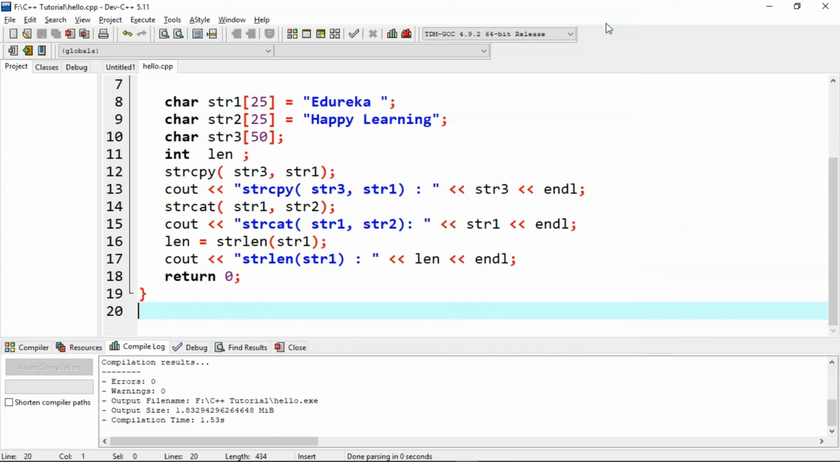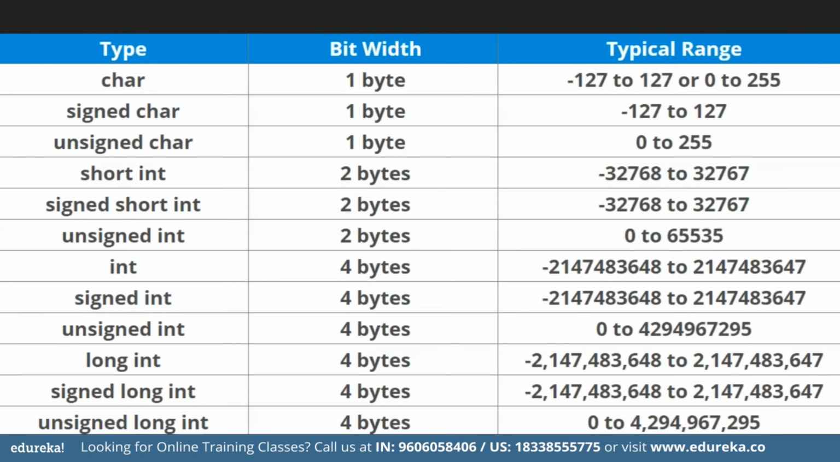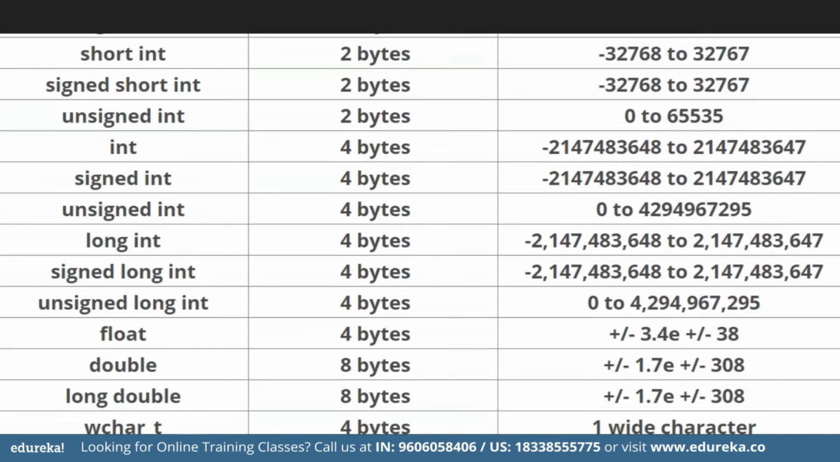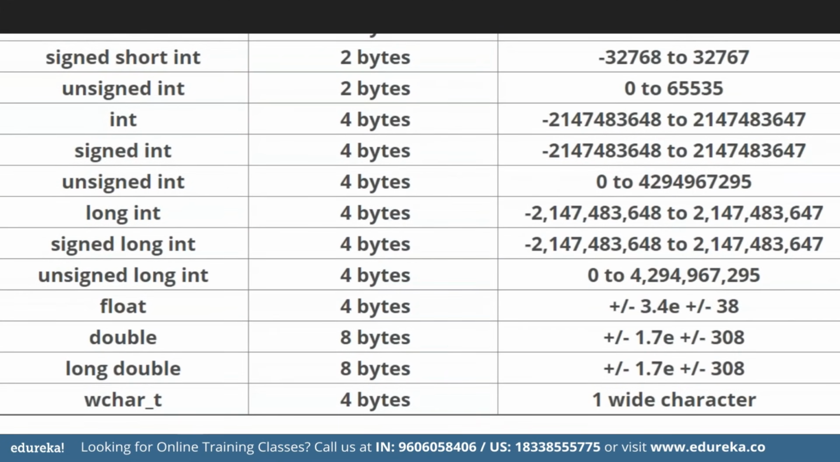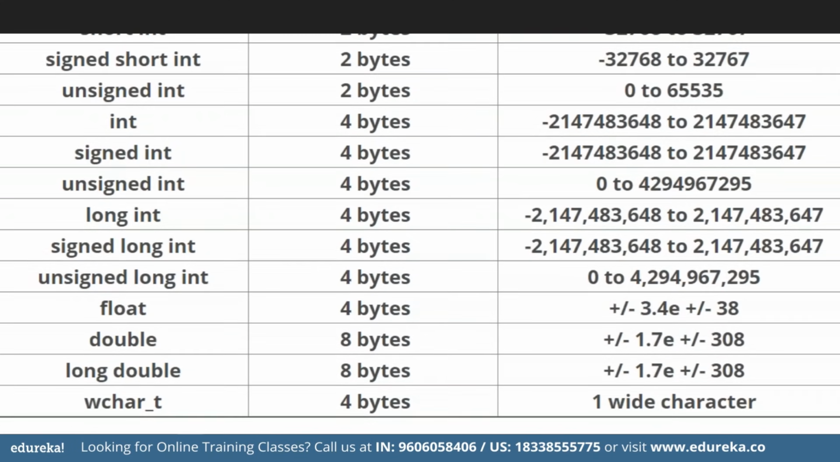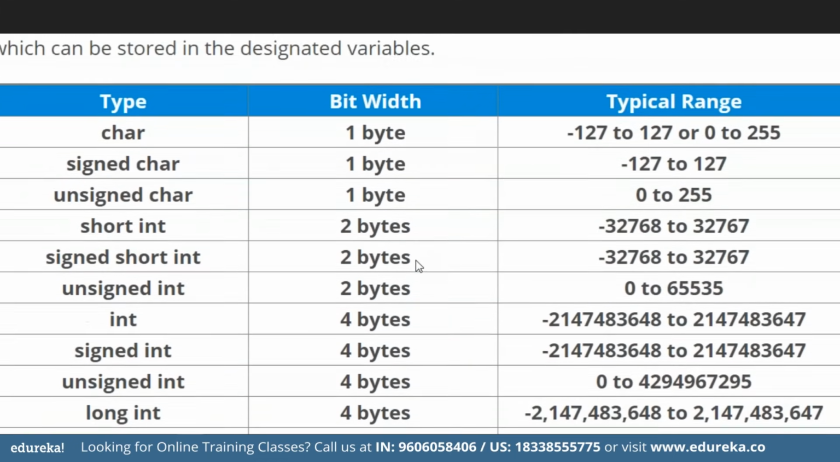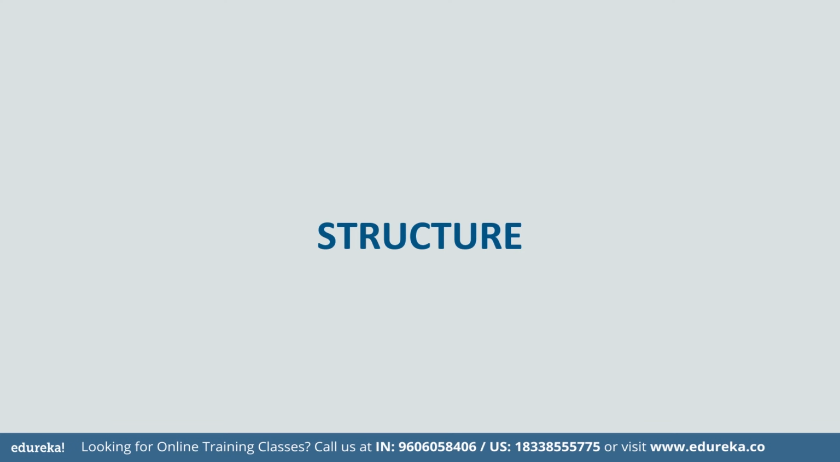Now, followed by that, we shall move on to the next topic, which is the built-in data types. The built-in data types available in the C++ programming language are as follows. They are char, signed char, unsigned char, short int, signed short int, unsigned int, signed int, unsigned int, long int, signed long int, unsigned long int, float, double, long double, and wchar_t. They are mentioned along with their bandwidth and typical range. Followed by this, we have the user-defined data structures.